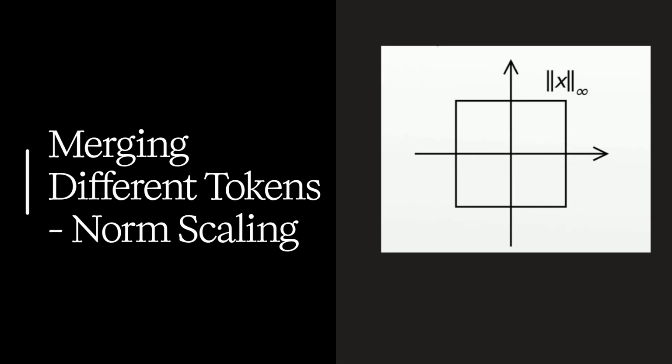Let's talk about norm scaling. We know we have different types of token. We have the global, the local, and the object entities. How do you merge these tokens when they're coming from completely different mechanisms?